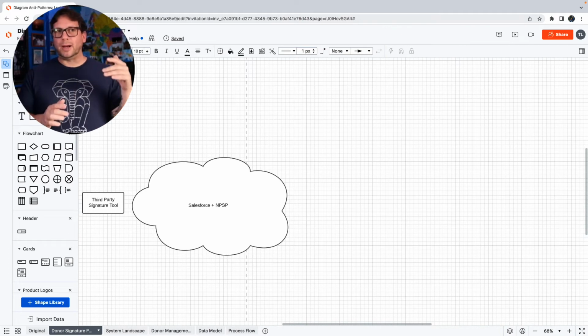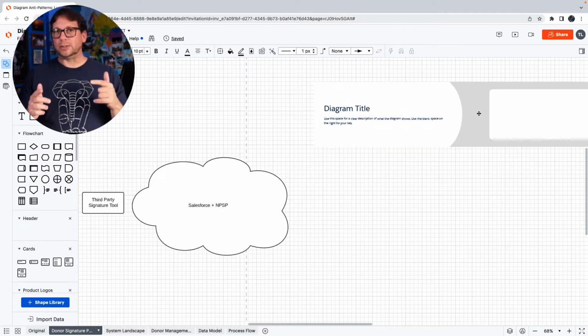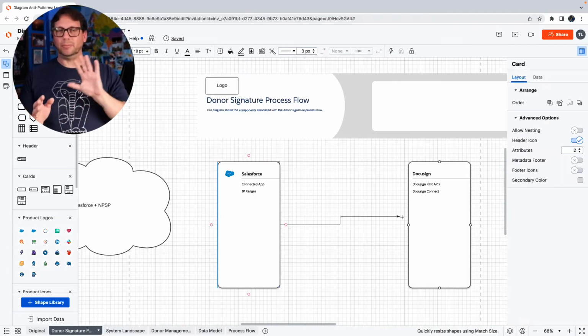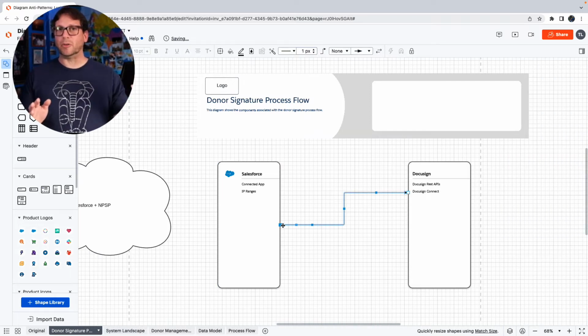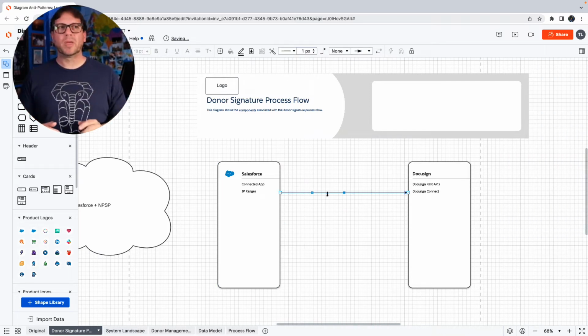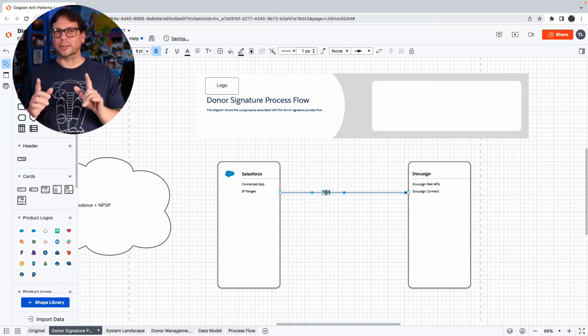So we're going to add our header, and we'll add the cards for our systems, just like we always do. And you can find information about this in some of our other videos, so we're going to skip over it here. But I do want to talk about connectors.